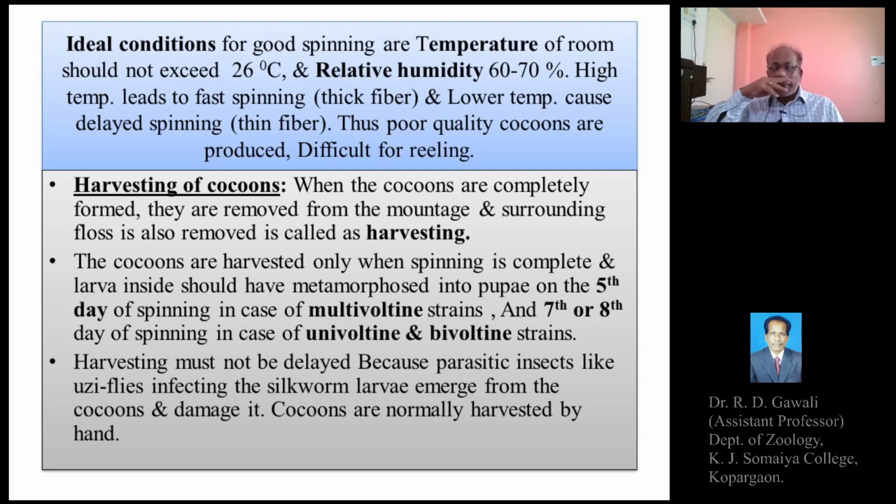So the lower temperature results in delayed spinning, and a small quantity of silk substance is thus released through the spinneret, and this will lead to the formation of thin silk thread or fibers, and thus poor quality cocoons are produced. Meaning when there is an increase of temperature, there is fast spinning, and the silk thread obtained will have more thickness, or thick silk threads are formed due to the fast spinning or increased temperature.